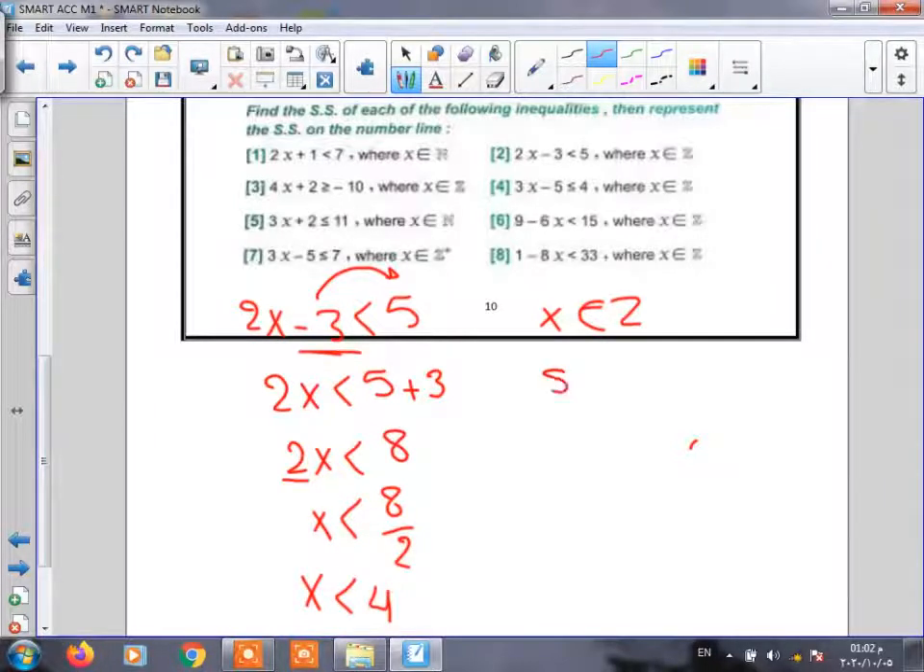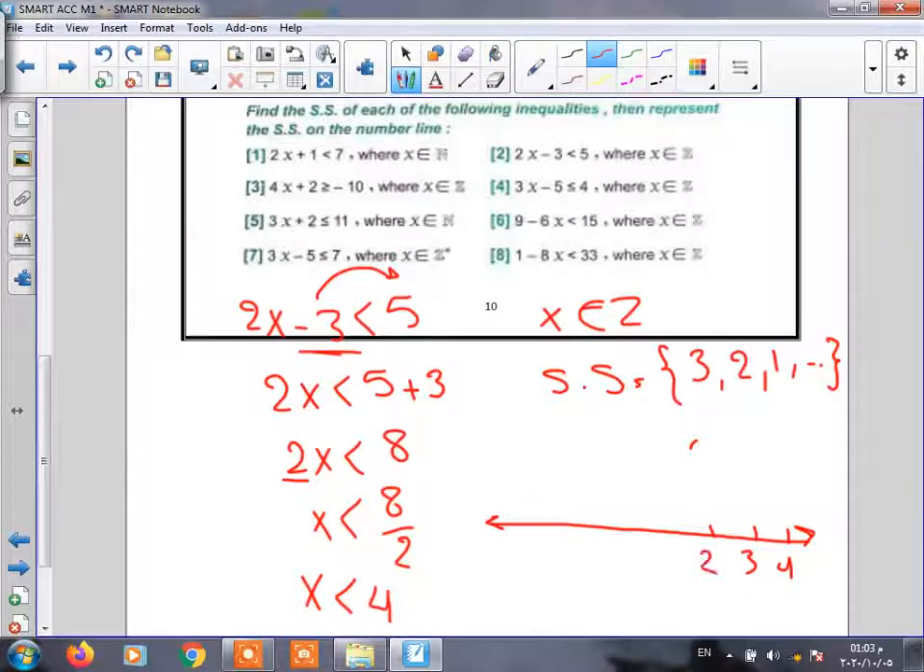So what will the solution set be? Here x belongs to Z. What are the numbers less than 4? 3, 2, 1, 0, negative 1, negative 2, negative 3, and so on. I will put three dots to show "and so on," because here it is not N, it belongs to Z. Now we draw the number line with 4, 3, 2, 1, 0, negative 1, negative 2, and so on. I will represent 3, 2, 1, and draw a line with an arrow.